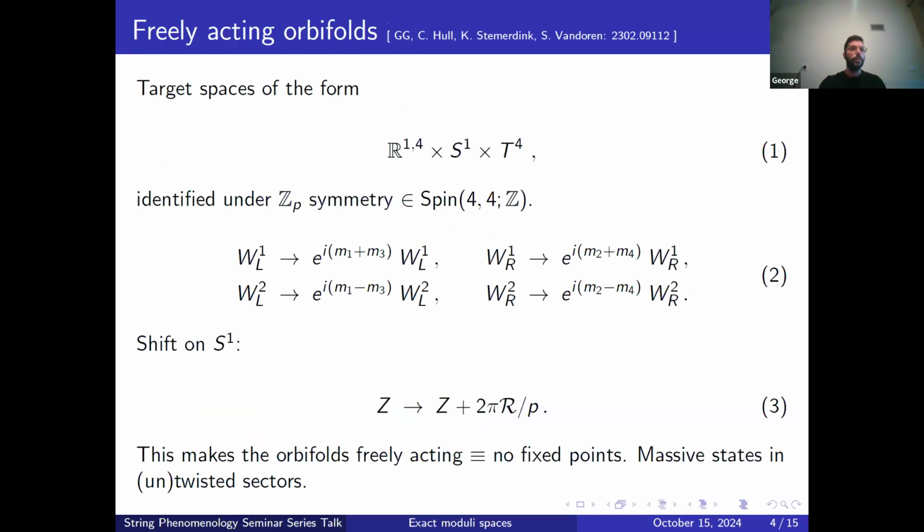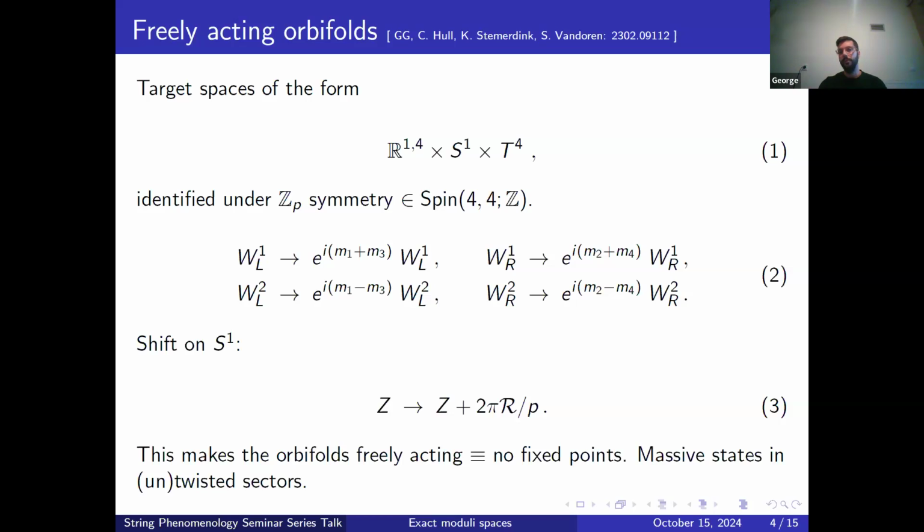Right, so of course there is a huge literature on orbifolds, and one can construct different types of orbifolds, but for today I will focus on orbifolds with target spaces of the following form. We have a 5-dimensional Minkowski space times a circle and times a 4-torus. This will be identified under the action of a discrete Z_P symmetry, which we take to be an element of the T-duality group of the 4-torus. Here Z_P is a cyclic group of order P.